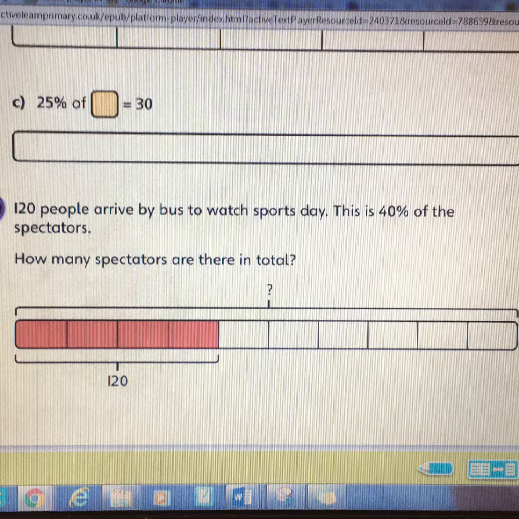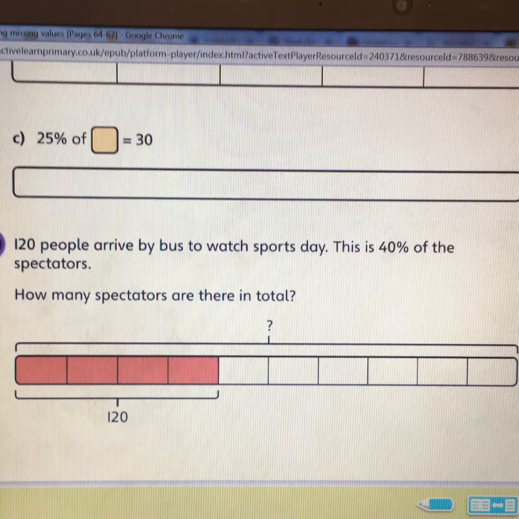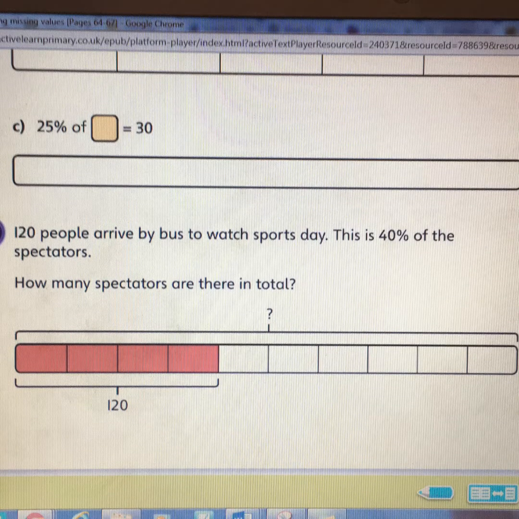However, you could split your bar into 10 parts, each worth 10%. And that's what this bar model is showing here. So why do you think they've coloured in those red parts? Well, those red parts are representing the 40%, because each one is worth 10 and there are 4 parts. So that red part there is worth 40%. So that is worth 120 spectators. Right, how then can we use that to work out how many spectators there are altogether?